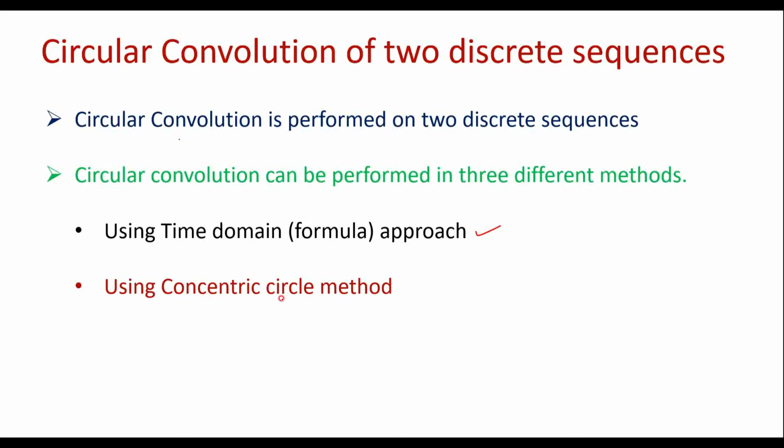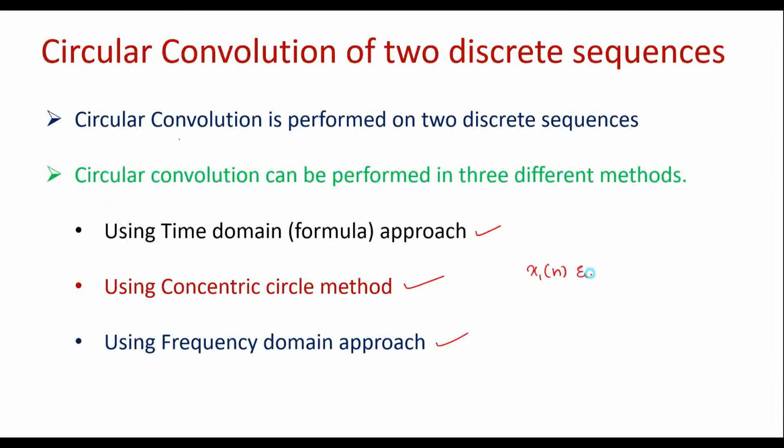Another method is the concentric circle method, and the third method is the frequency domain approach. Suppose x1 of n and x2 of n are discrete sequences, then the circular convolution between x1 of n and x2 of n is represented as y of n is equal to x1 of n, circle, x2 of n. This indicates circular convolution. This is the way of representing circular convolution. In this lecture, we'll take the first approach, that is using the time domain formula.